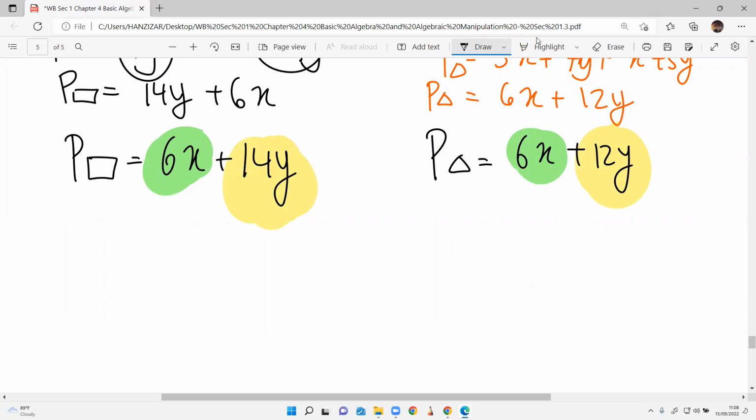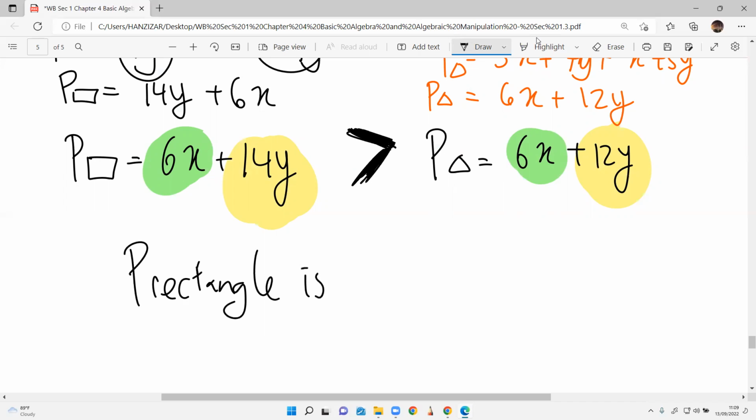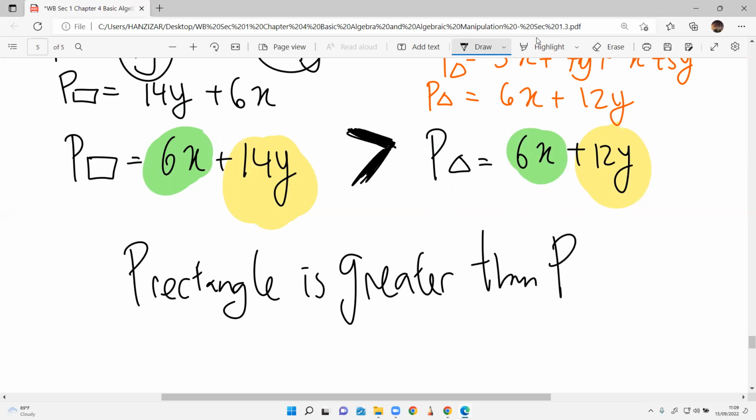So can we write P, the perimeter of the rectangle, is greater than P, the perimeter of the triangle? P means perimeter. Not always is the triangle's perimeter less than the rectangle's, but in this case the rectangle is greater since you compare with the y.